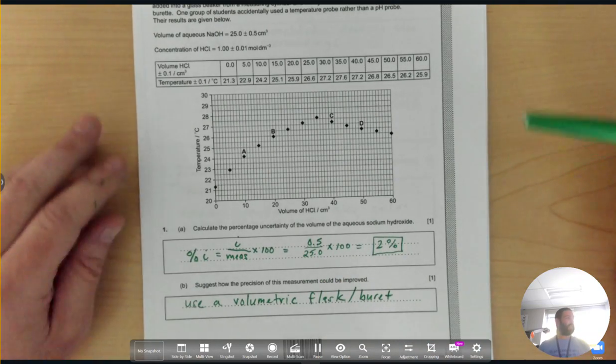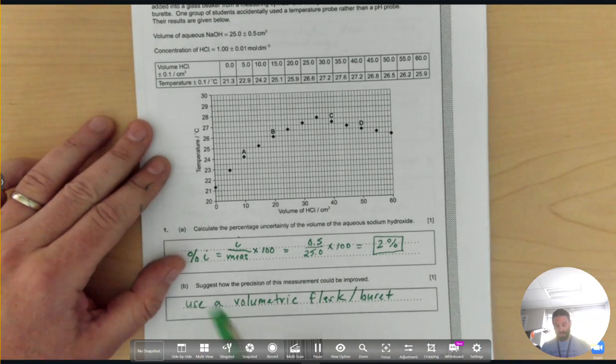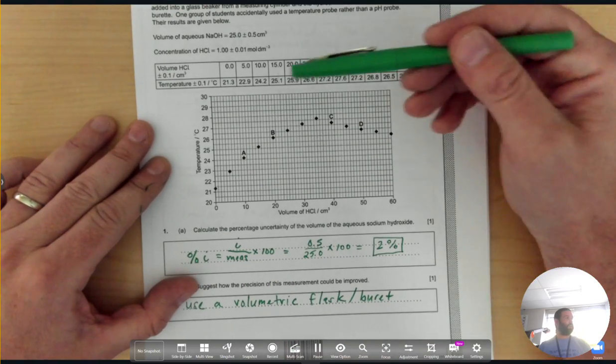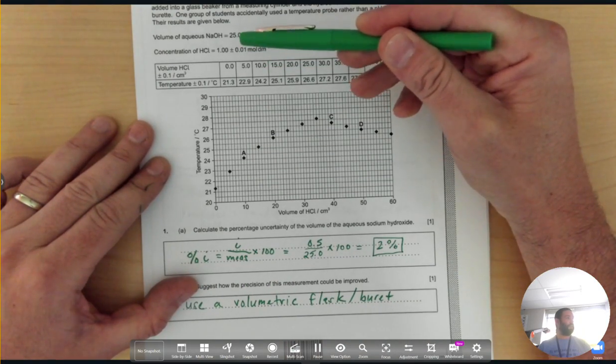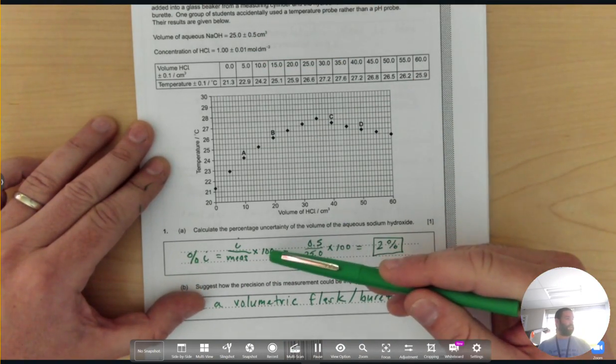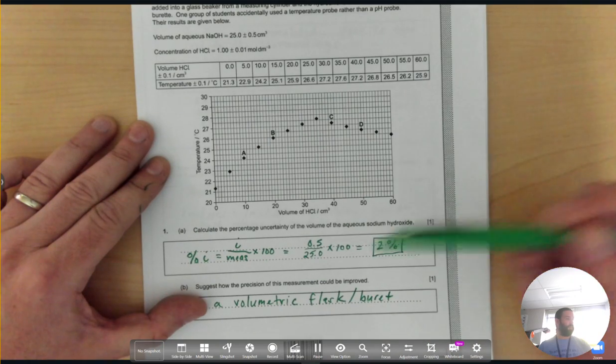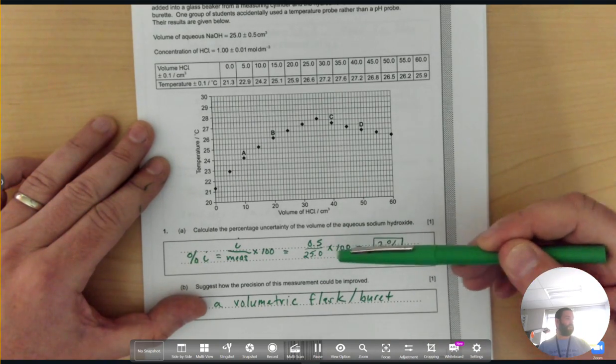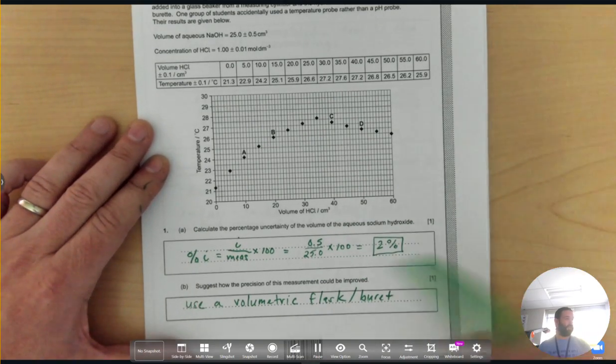The first thing it asks is to calculate the percentage uncertainty for the volume of the sodium hydroxide solution. The percent uncertainty is the uncertainty over the measurement. There's the uncertainty, there's the measurement. Don't forget, if it's a percentage, they want you to multiply it by 100. So the uncertainty over the measurement times 100 equals 2%.